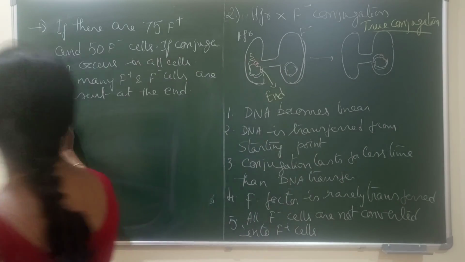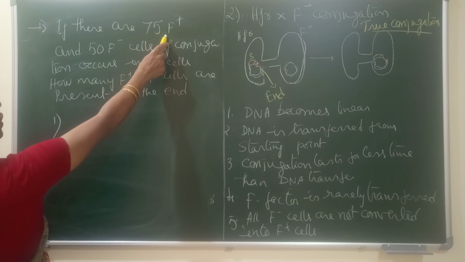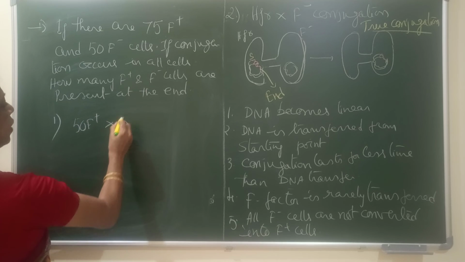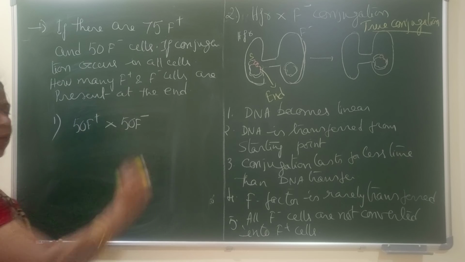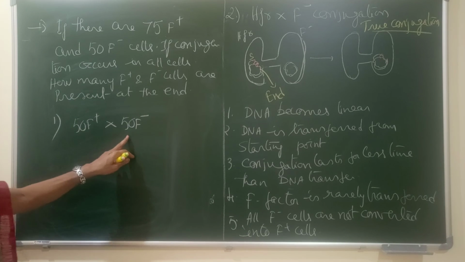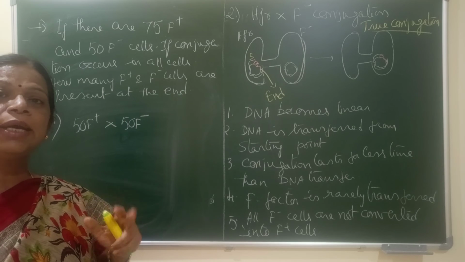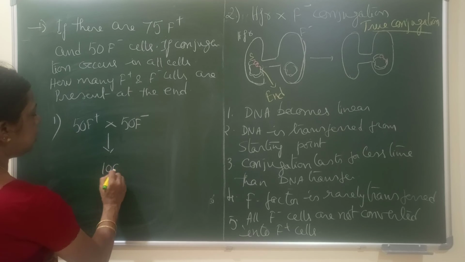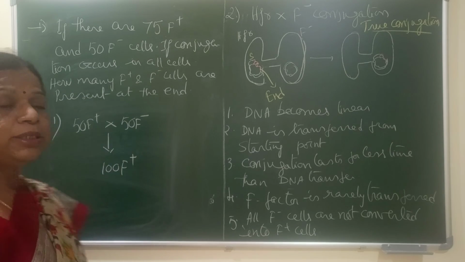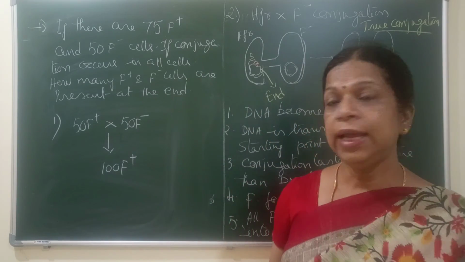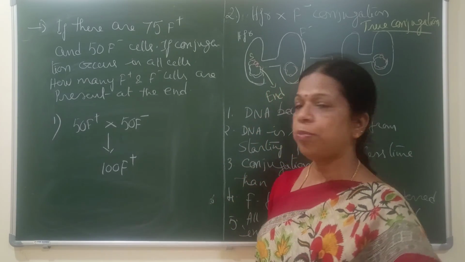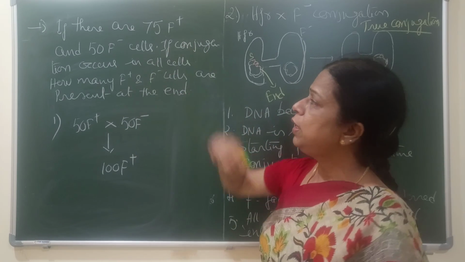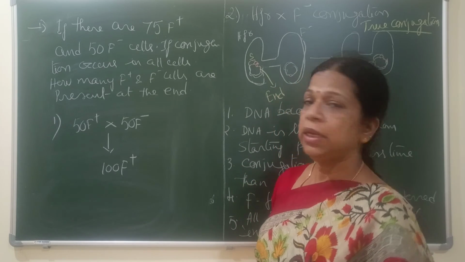So in the first stage of conjugation, out of 75, 50 F plus are taking part, in conjugation with 50 F minus. What is the result? All 50 F minus are converted into F plus. So at the end of this conjugation, we get a total of 100 F plus cells. How many are remaining? Out of 75 we have taken 50, so 25 F plus are remaining.